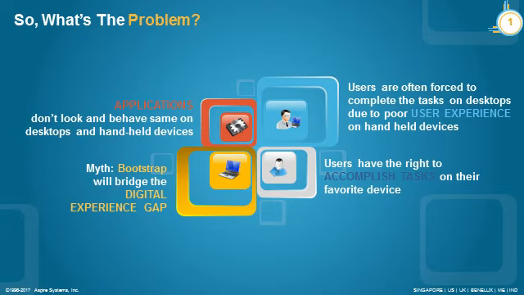So what's the problem? Your application may work perfectly on a desktop or a bigger viewport or bigger resolution, but when the same functionality or feature is accessed on a small device, it may not work exactly or behave as it does on a desktop. That is one problem users quite often face. The other problem is that because of the lack of user experience, users are forced to complete a task on a desktop due to poor user experience on a mobile device.